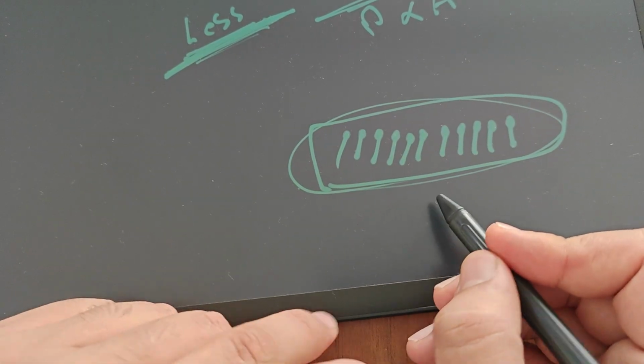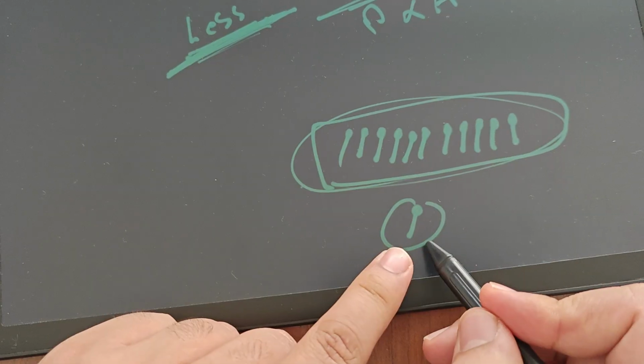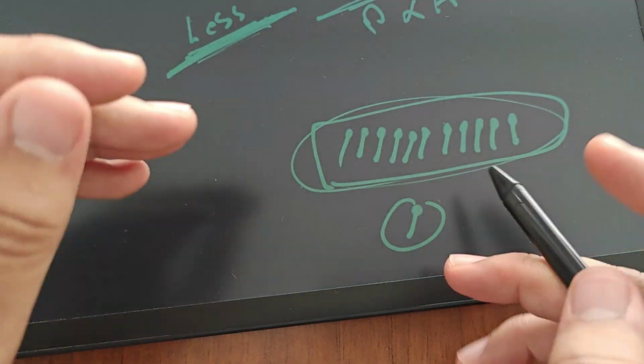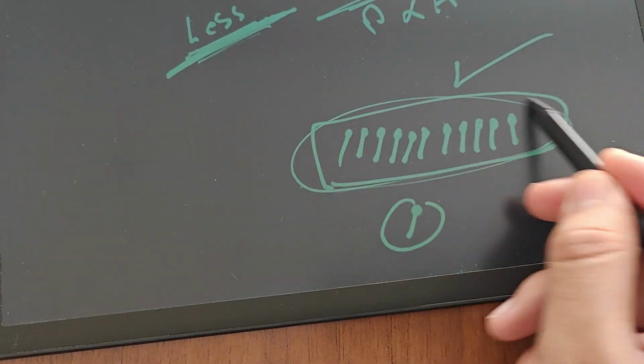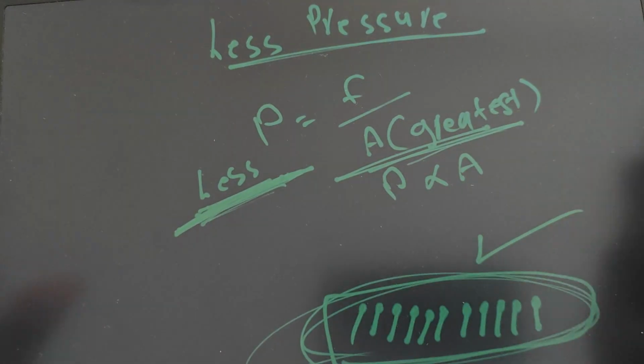Look, but what if we have a single nail only? We have only this nail. This is a small area, so it's not the greatest area. So of course the multiple nails is the correct one, because we have the greatest area. If you have the greatest area, we can get less pressure. That was a good question, actually.